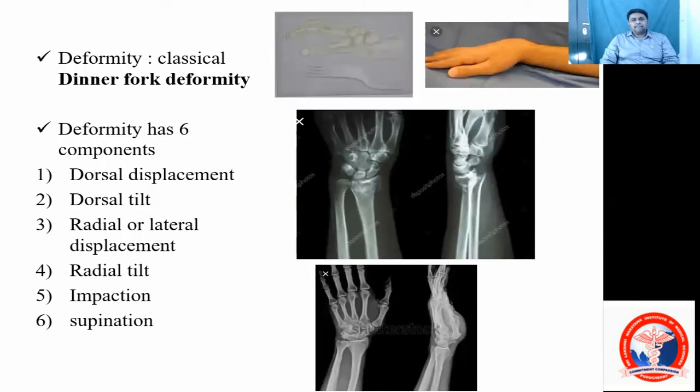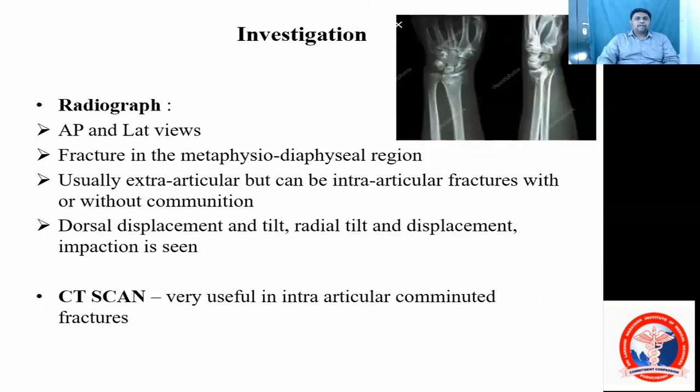And in this slide, in the top two pictures, you can see the deformity, the dinner fork deformity. In the classical dinner fork deformity, there are 6 components of deformity. So what are the 6 components? Component 1, dorsal displacement, dorsal tilt, radial or lateral displacement, radial tilt, impaction, and supination. These are the 6 components of the classical dinner fork deformity which you are going to see.